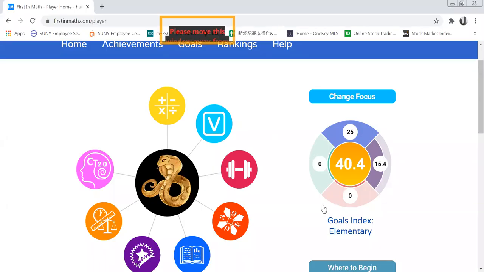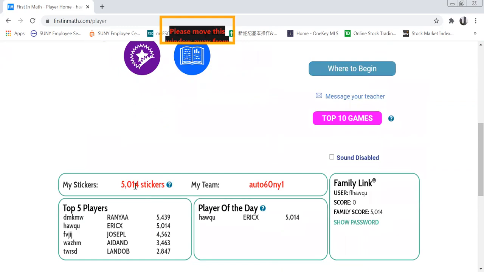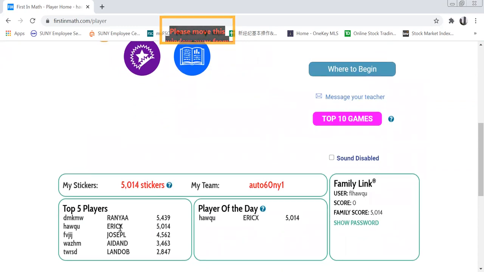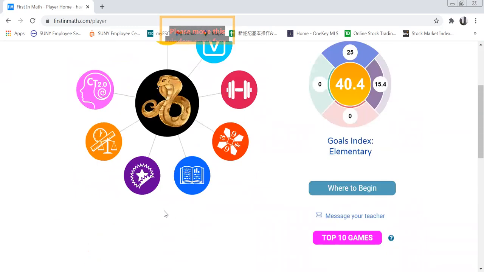Hello everyone. Today we are going to be doing something different because a lot of people have trouble on this website called First in Math. So this is how you get your first 2,000 points, because stickers. I already got 5,000 stickers and I'm going to get way more.